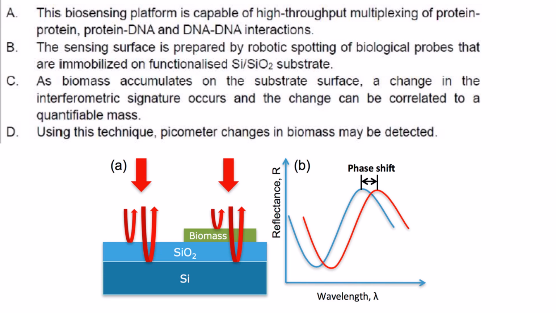And what does high throughput multiplexing mean? That means this IRIS biosensing platform, that is the short form of interferometric reflectance imaging sensor, IRIS, all in capital letters, can analyze multiple interactions simultaneously. That is the meaning of multiplexing of protein-DNA and DNA-DNA interaction. Multiplexing means it can analyze multiple interactions. Which interactions? Protein-DNA and DNA-DNA interaction. Because of this multiplexing capacity of IRIS, it can rapidly screen various biomolecules.